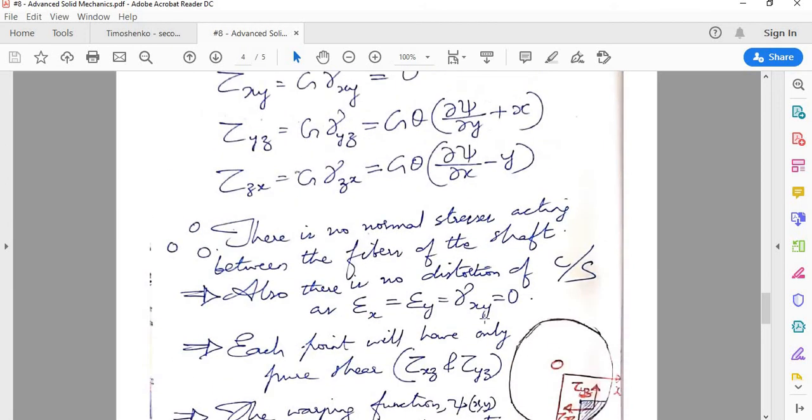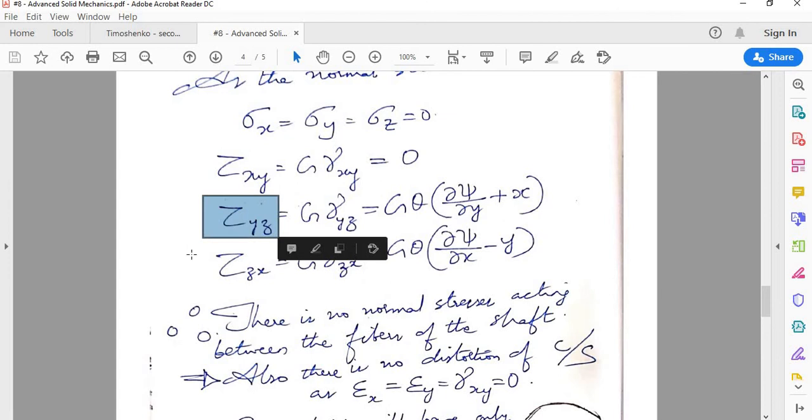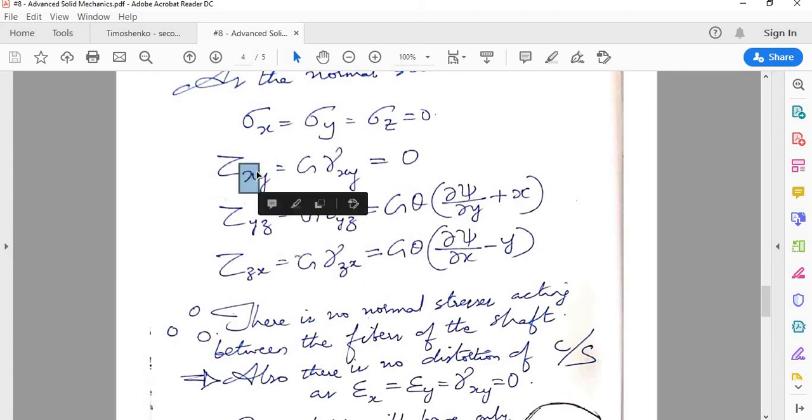Now what are tau yz and tau zx? You already know what this notation means, right? In a 2D coordinate system, when you talk about tau xy, it is either the stress along x direction on a y plane or stress along y direction on an x plane. That's what the notation of shear stress means.